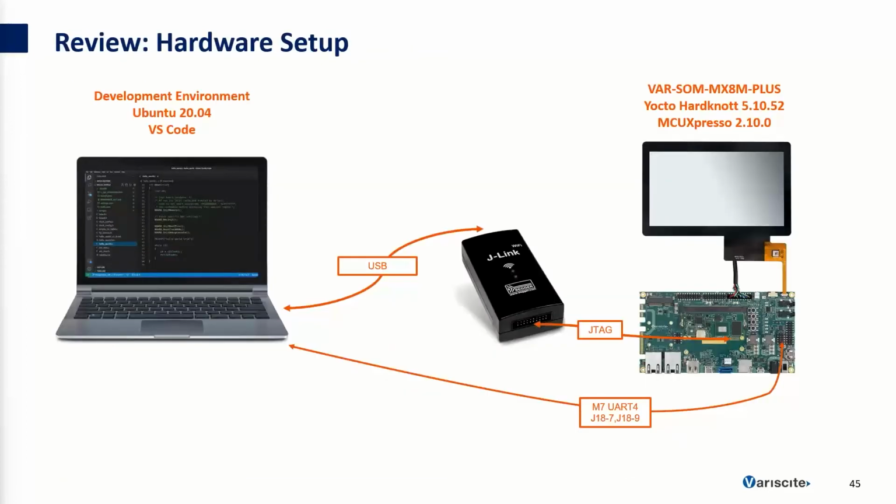Before debugging, let's quickly review the hardware setup. At a high level, we have a development computer on the left running Ubuntu 20 and VS Code. And we have Variscite's VAR-SOM-MX8M Plus evaluation kit running Yocto on the right. We're using a USB J-Link debugger that's connected to the i.MX8M Plus JTAG connector, and we also have a serial cable connected to UART4 on J18 pins 7 and 9.